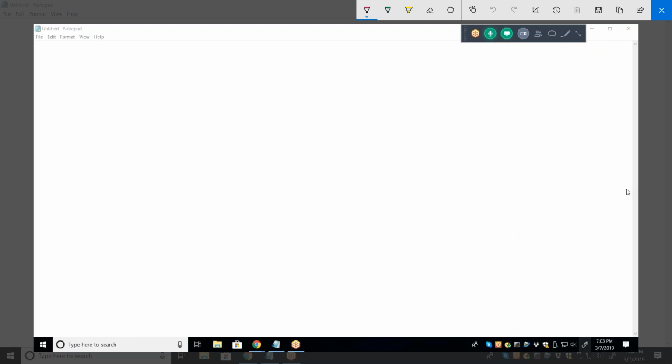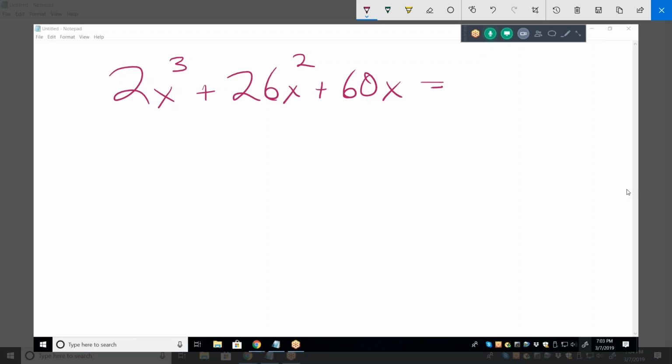Alright, so first question I can figure out is 2x cubed plus 26x squared plus 60x equals 0. Yes, 60x. What's the very first step when you have a problem like this? Always. 100% of the time.